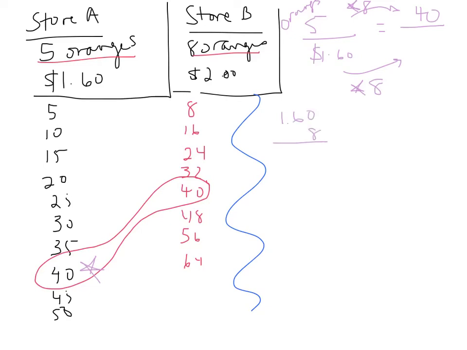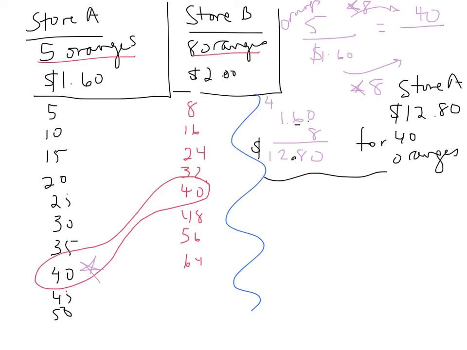$1.60 times 8. 0, 8. 8 times 6 is 48. I'm going to carry the 4. 8 times 1 is 8. Plus 4 is 12. I have 2 numbers behind my decimal, so I'm going to have 2 numbers behind my decimal. So store A is going to cost me $12.80 for 40 oranges.